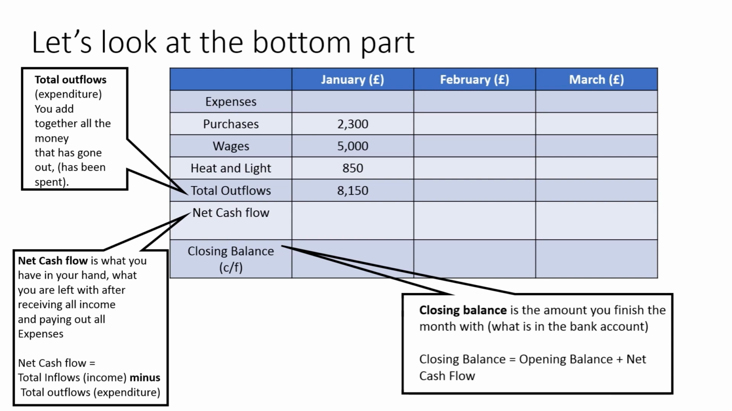And the formula for closing balance is your opening balance plus your net cash flow, which will give you closing balance. The CF in the box there underneath closing balance is carried forward. So whatever appears in your January closing balance becomes your opening balance for February.